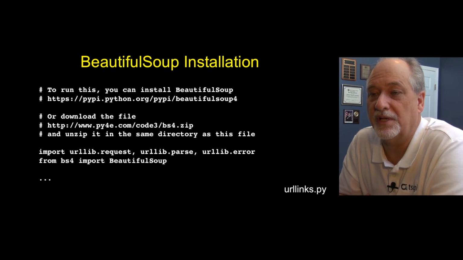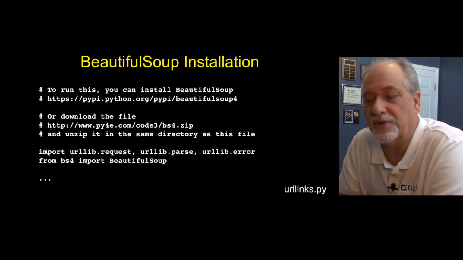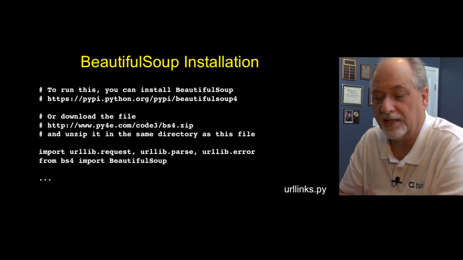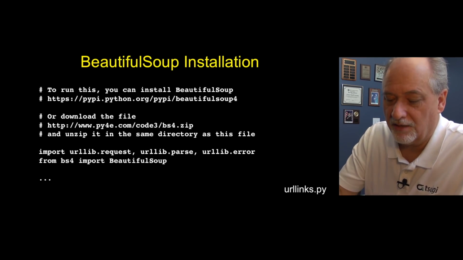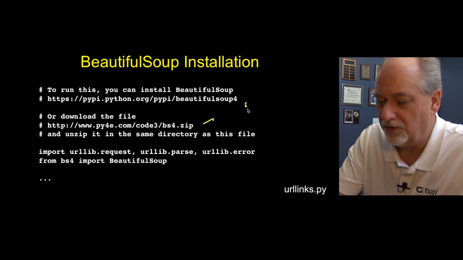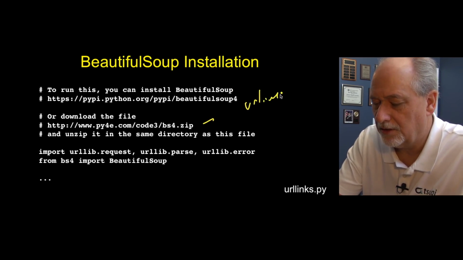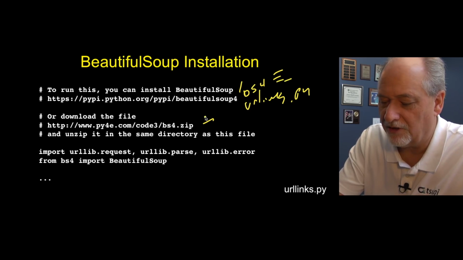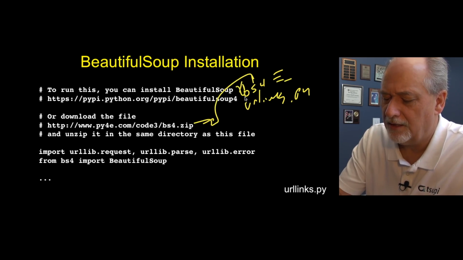computer's configuration because you're on a school computer or you're using a USB stick or something, then there's a way to download this file that I've created called bs4.zip. And so what you do is you end up with your file called urllinks.py, and then a little folder called bs4, which is a folder that has a bunch of files in it from this zip file. And then you can run it.